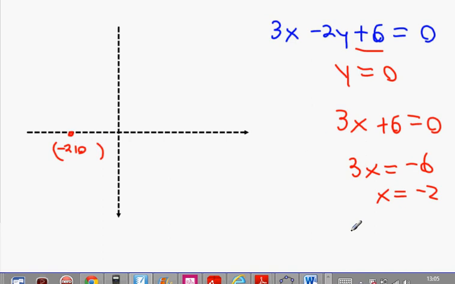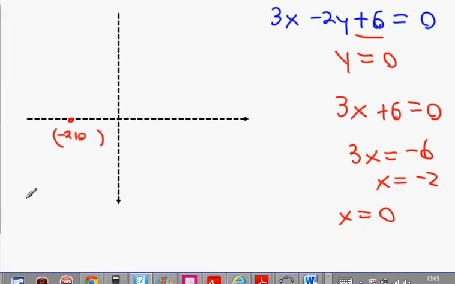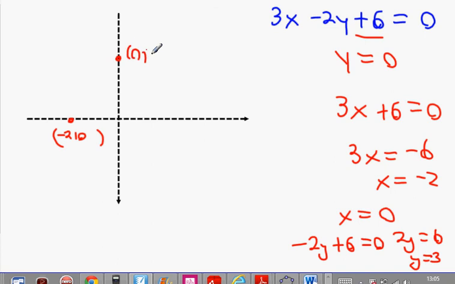The next thing you have to do is put x equals 0. When x equals 0, it's going to be minus 2y plus 6 equals 0, 2y equals 6, y equals 3. That's going to be the point 0, 3.